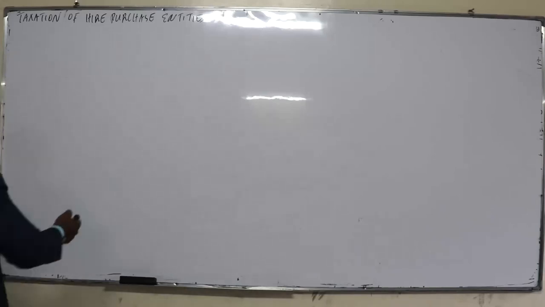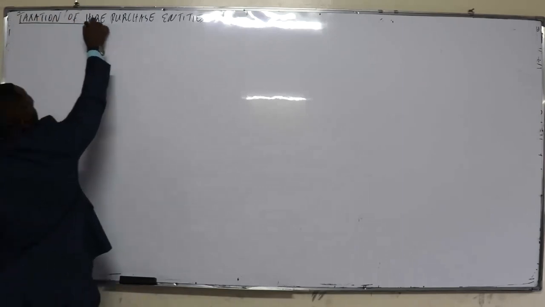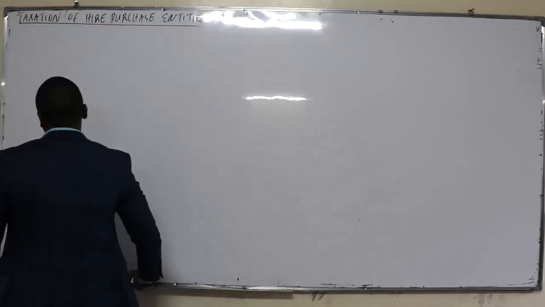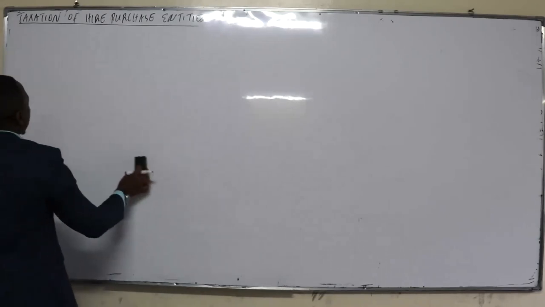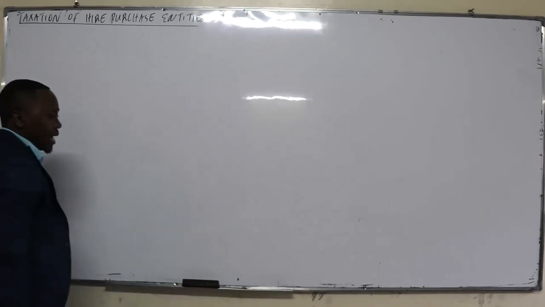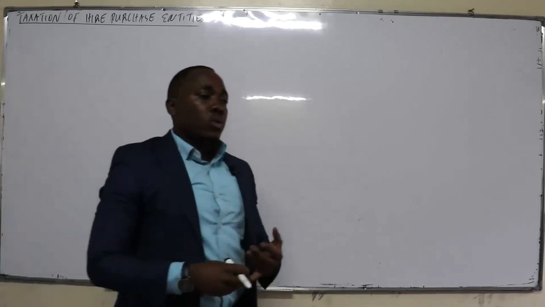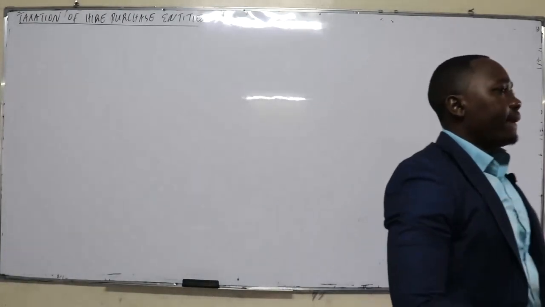So we can start. I want us to look at taxation of hire purchase entity. We're still continuing with the taxation of business income. Now I want us to look at hire purchase entity and leasing entity. Now, what are hire purchase entities?